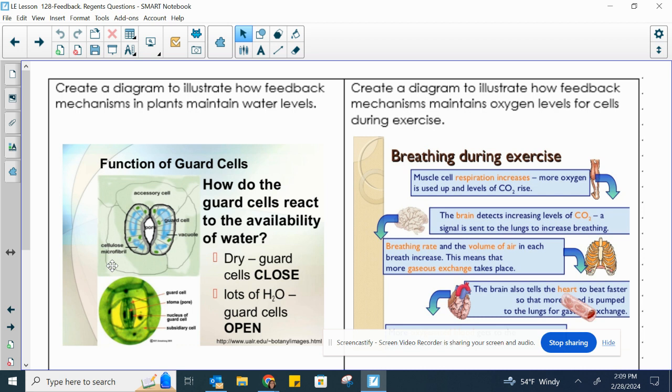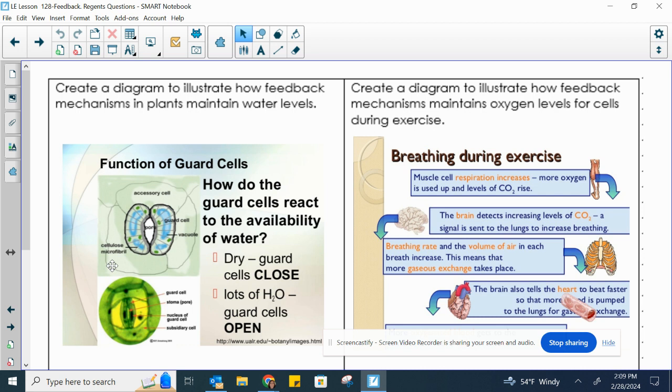That signal really goes to the diaphragm, that muscle that controls our breathing. The breathing rate and the volume of air in each breath increases, and that means that more gas exchange is taking place. So we are getting rid of that carbon dioxide, bringing in that oxygen. All of that, remember, is happening in the alveoli of the lung.